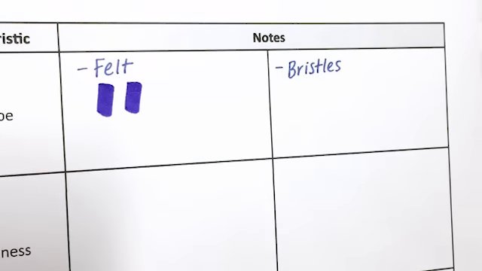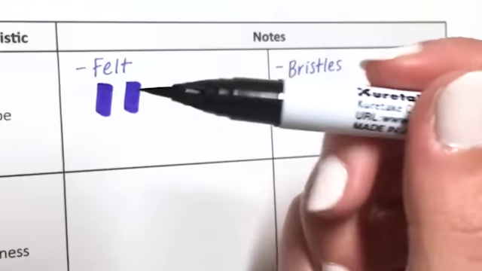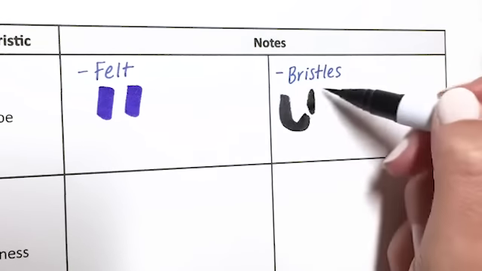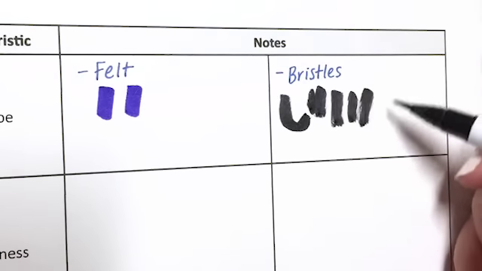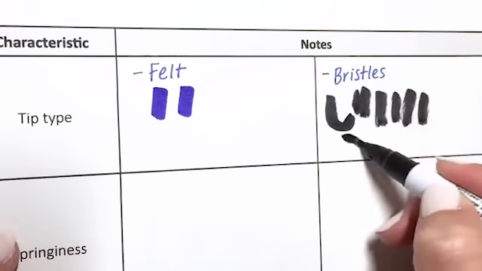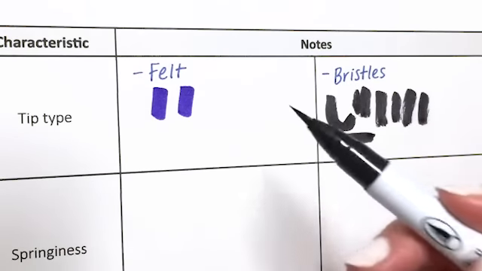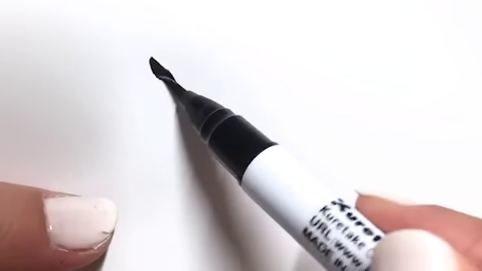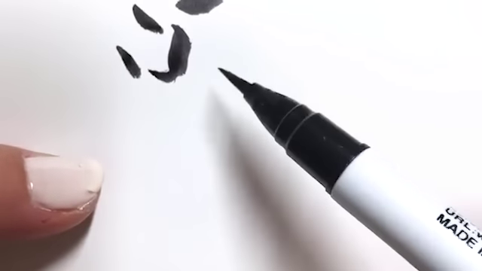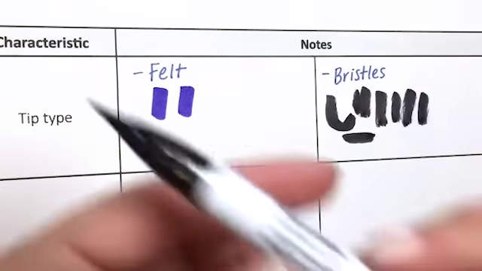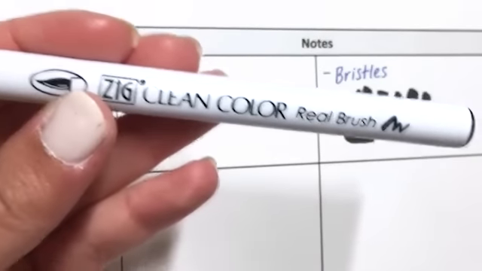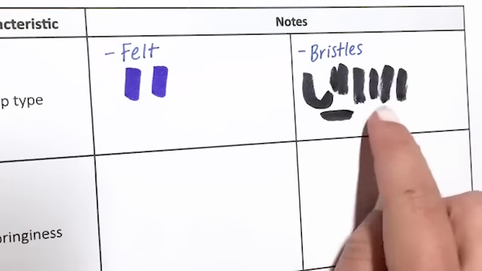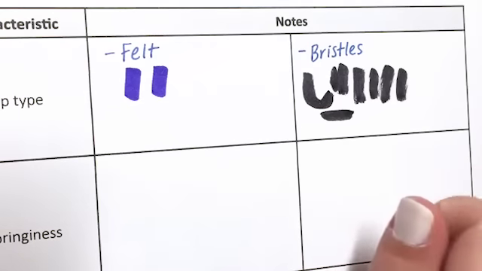The other type is bristles, and you can think of this as being like a paintbrush. So looking up close, it might not look like bristles, but once I press down, you'll be able to see that the bristles spread out and gives it this kind of brushy look like you would get with a paintbrush. Okay, so that's the difference between felt and bristles. I'll use a piece of paper here and show you more up close. These are individual bristles. It's kind of hard to make them separate, but it's not one solid piece. And this brush was the Zig Clean Color brush. Okay, so it can give you the appearance of what a normal paintbrush might look like.